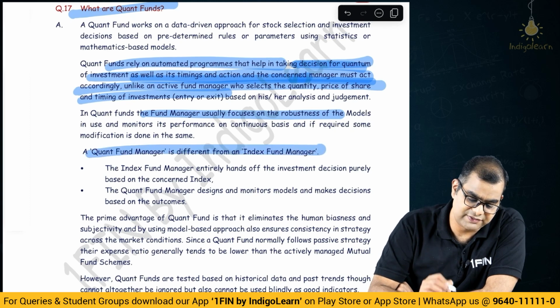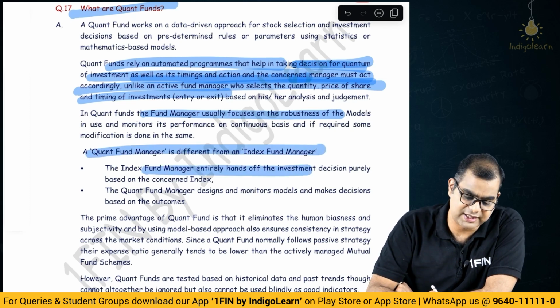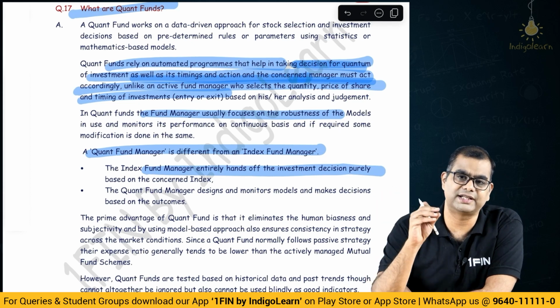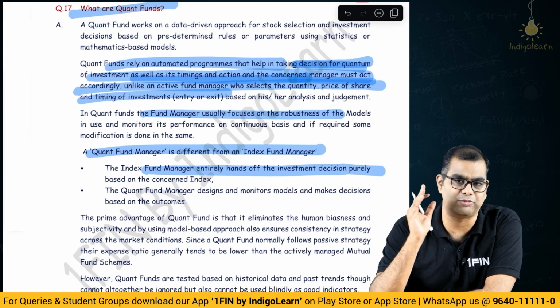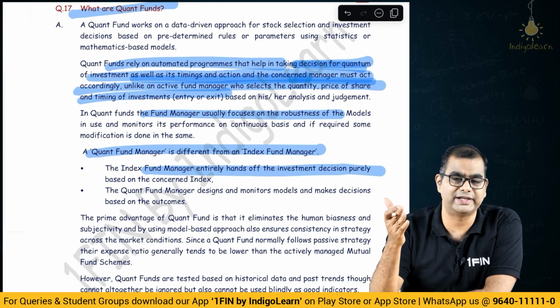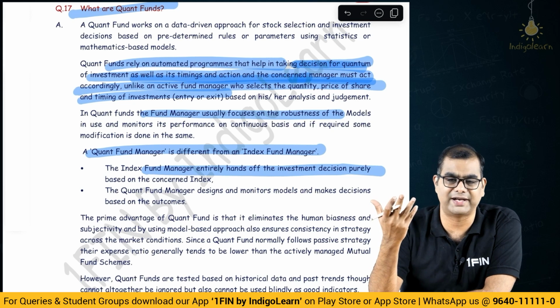The quant fund manager is different from an index fund manager, because an index fund manager hands off the investment decision purely to the concerned index. If index composition changes, the index fund manager only changes the composition of their portfolio. If one particular stock moves up, you increase the weight of that stock. That is what an index manager does. So basically, it's a passive management strategy.